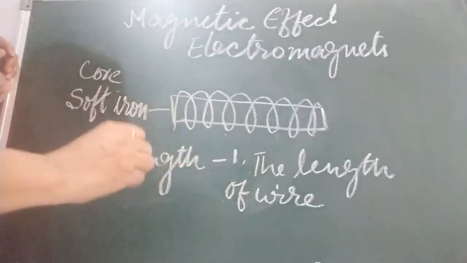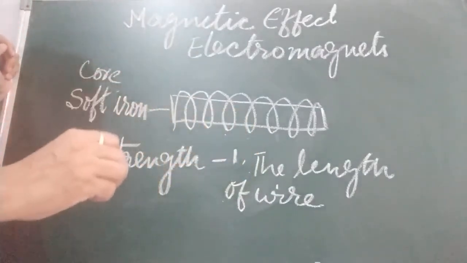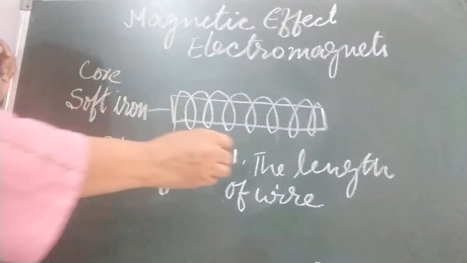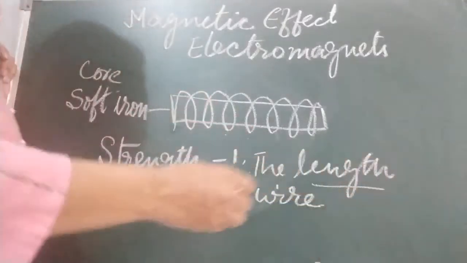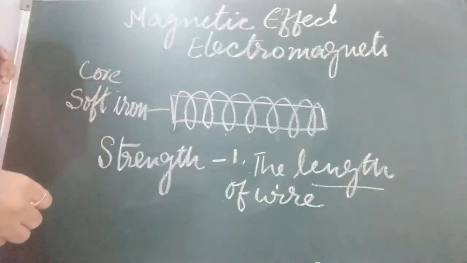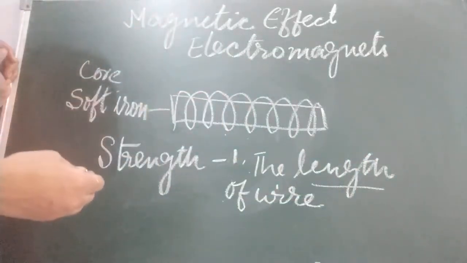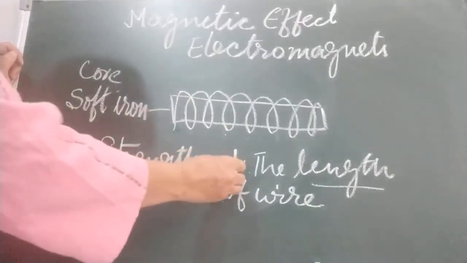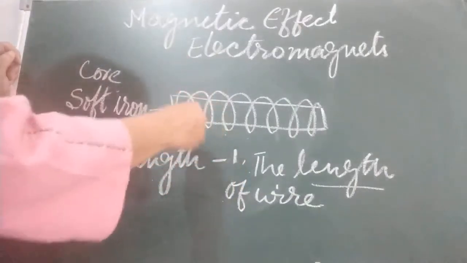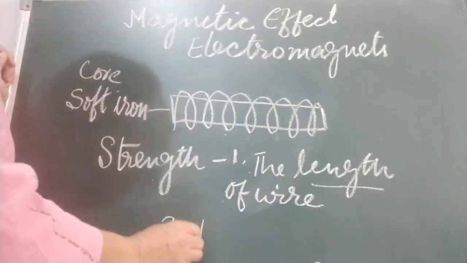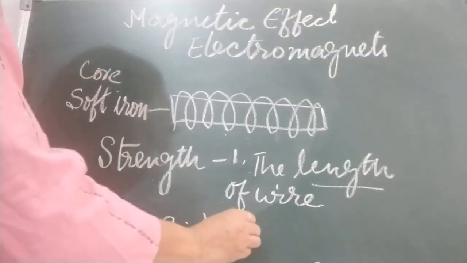These are the number of turns. The strength of the electromagnet depends on the number of turns. Number of turns means, if the length is more, then the number of turns would be more. So the strength of the magnet first depends on what? The length of wire or number of loops. Second is, more current, more strength.